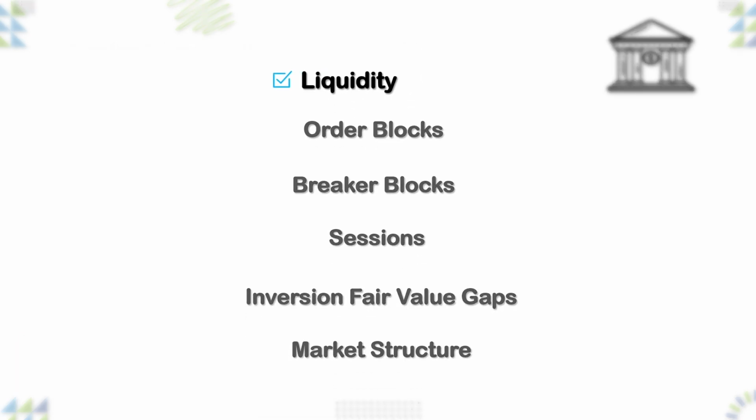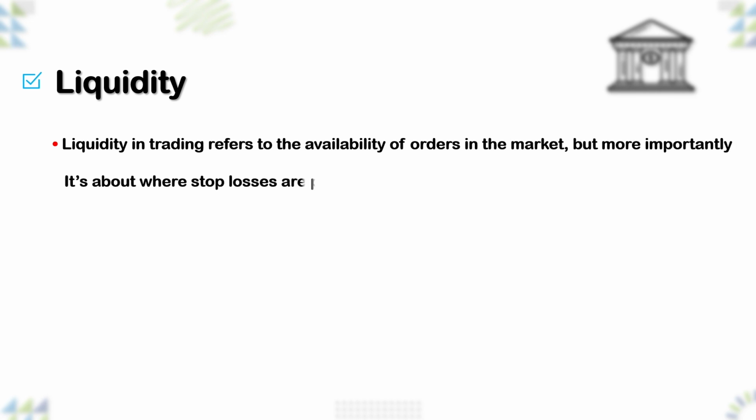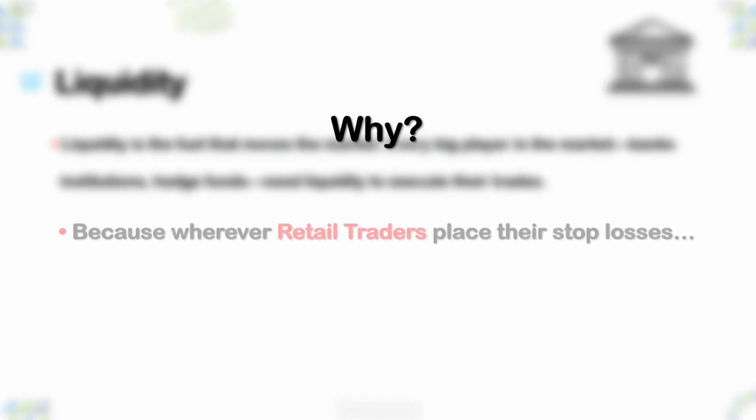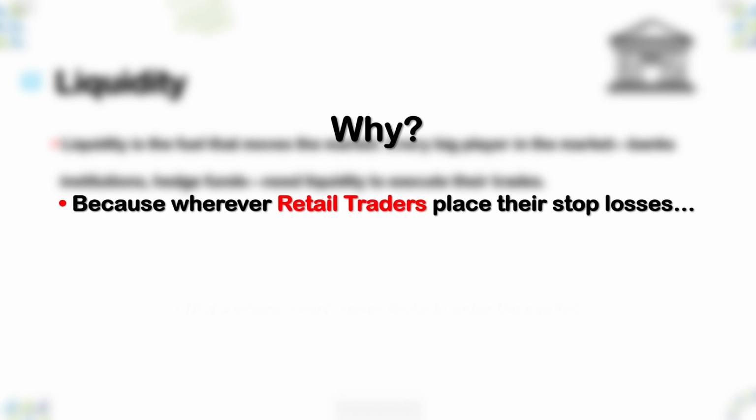Let's start with liquidity. Liquidity in trading refers to the availability of orders in the market, but more importantly, it's about where stop losses are placed. Why? Because wherever retail traders place their stop losses, that's where smart money looks to enter the market.